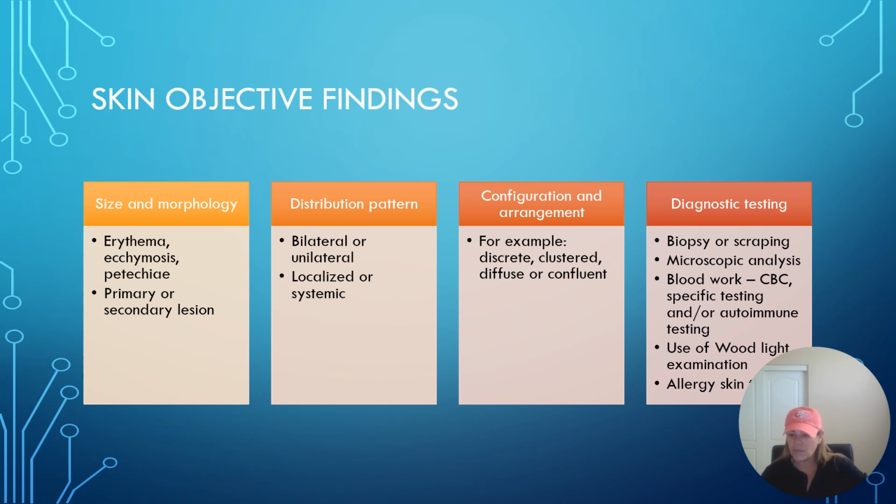Diagnostic testing, you're going to be doing it by biopsy or scraping. So you're going to scrape that skin, and you can biopsy it to see what it is. They're going to look at it under a microscope to identify the organism. You might also have some blood work. They might do some autoimmune testing, because of course people with autoimmune diseases are most likely to get this, or they can use a Wood's light to examine your skin.